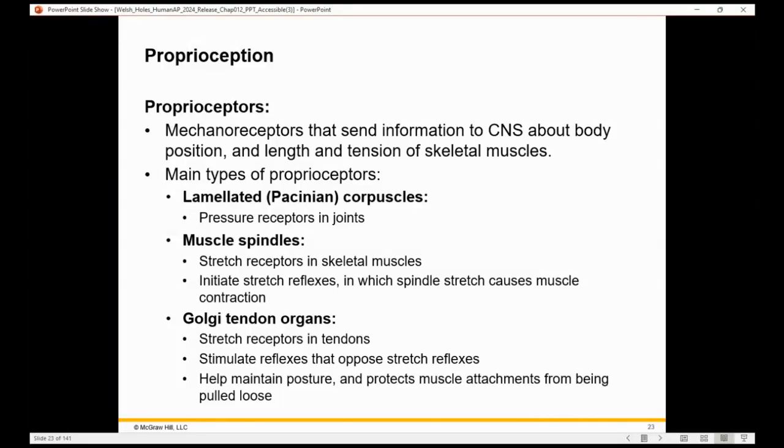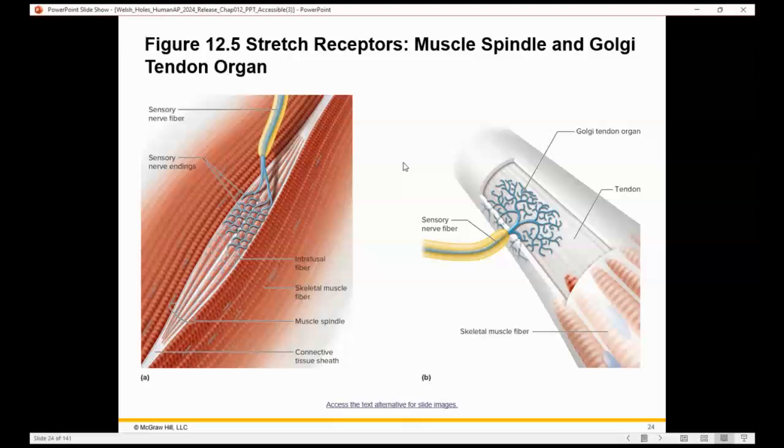Golgi tendon organs are stretch receptors in tendons. They stimulate reflexes that oppose stretch reflexes. They help maintain posture, and they protect muscle attachments from being pulled loose. This figure shows the stretch receptors. So muscle spindle and Golgi tendon organs are shown here.